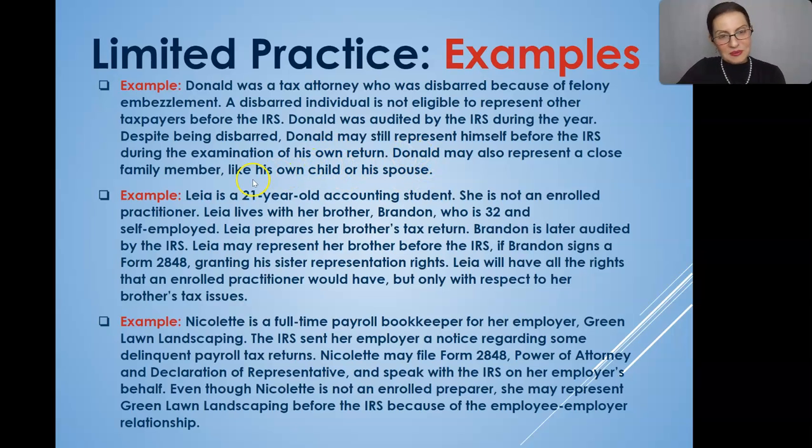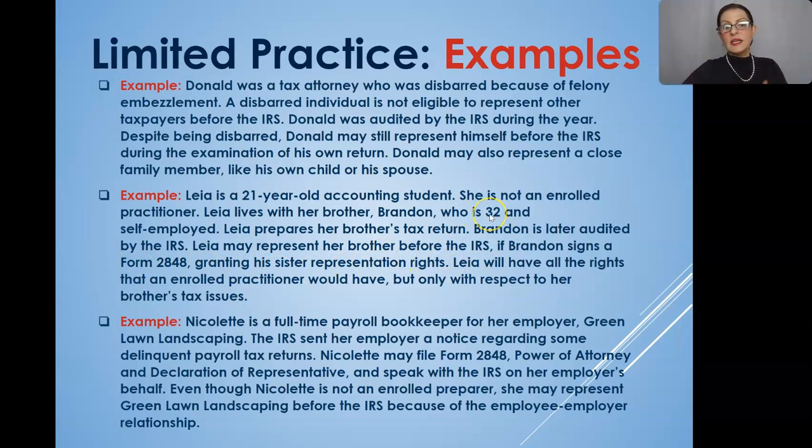Okay, example number 2. Leah is a 21-year-old accounting student. So she's an accounting student. She knows about accounting, but she doesn't have any kind of licensing yet. She's not an enrolled practitioner. Leah lives with her brother, Brandon, who is 32 and self-employed. Leah prepares her brother's tax return. Brandon is later audited by the IRS. Leah may represent her brother before the IRS if Brandon signs a Form 2848 granting his sister representation rights.